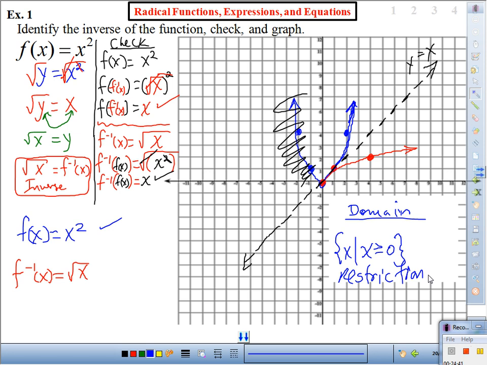Inverses, some of them are going to have restrictions. You need to state the restriction as a domain. So this tells us that from here and on, they're going to be an inverse one from another. But we cannot do that before that because this doesn't reflect down here.